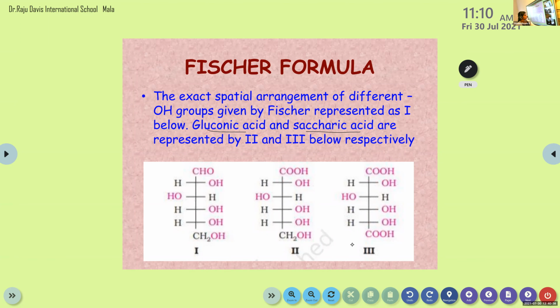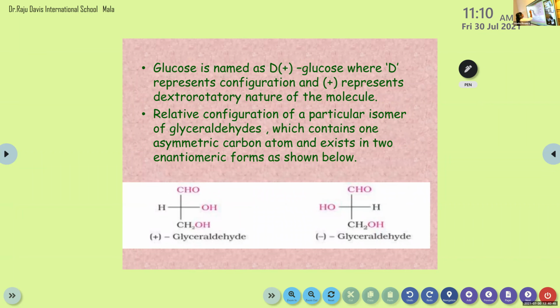Then we are moving to more details about the structure of glucose. This glucose is named D plus glucose. Okay, capital letter D, then plus, hyphen, glucose. This is the actual representation of glucose. And this D represents its configuration, and this plus represents the dextrorotatory nature of the molecule.